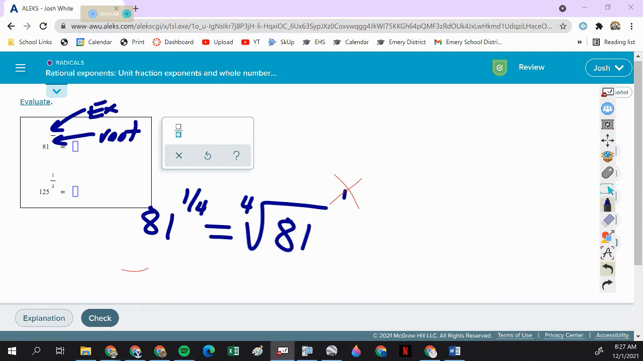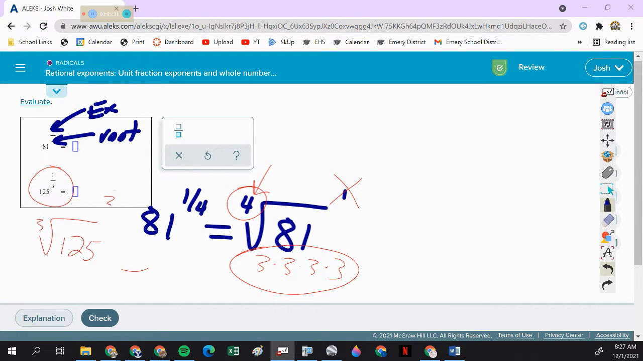So this is saying what number times itself times itself times itself is 81? 3. So if I factor this down, I would get 3 times 3 times 3 times 3. And I'm looking for a set of 4. Okay. This one is the third root of 125. And again, it's to the first. What times itself is 125? 5.